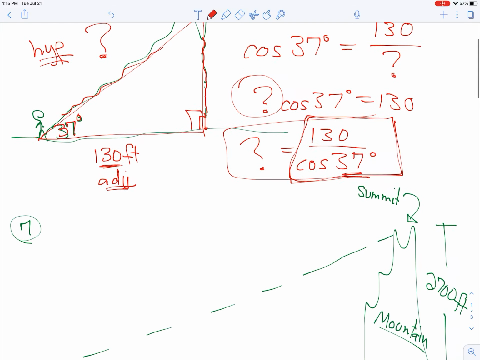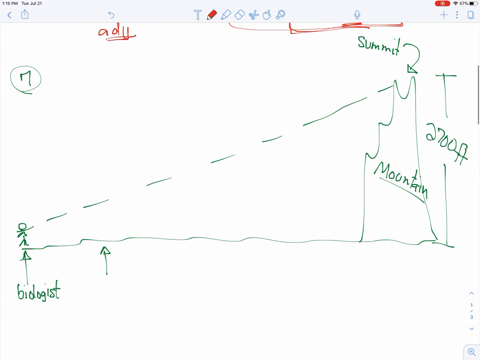Because that's the hypotenuse. Okay, this number 7: 3 scientists, cousins, are hiking one day towards a mountain whose summit is 2,700 feet above the surrounding area. Here's the mountain, it's 2,700 feet. It's a right angle. And that's a side there.